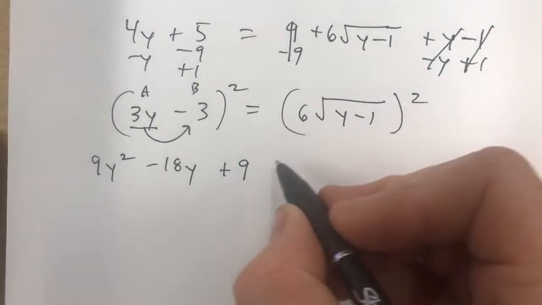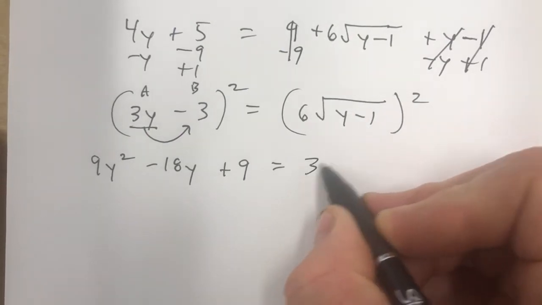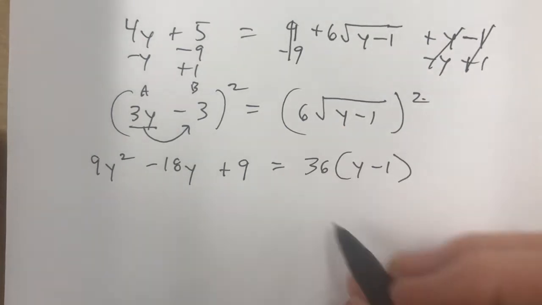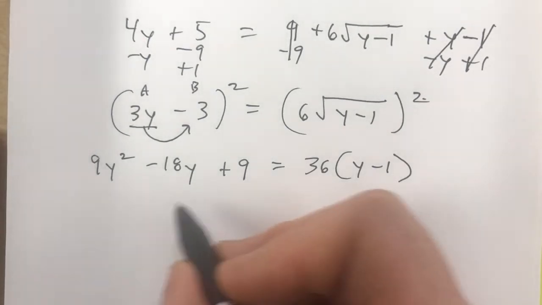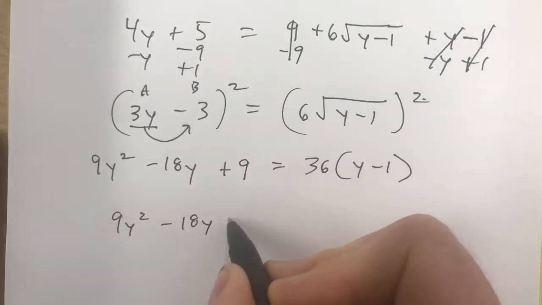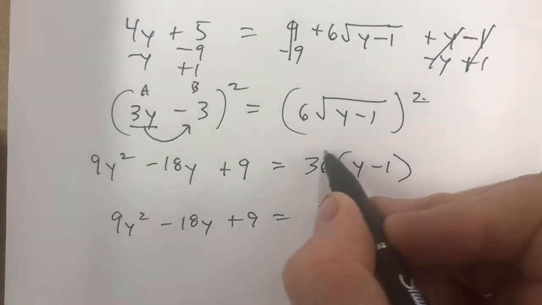Okay? That should equal, I square this over here. When I square this, I square the 6. I square the radical, which makes the radical go away. And then I got to distribute that, which is 9y squared minus 18y plus 9 equals 36y minus 36 when I distribute here.